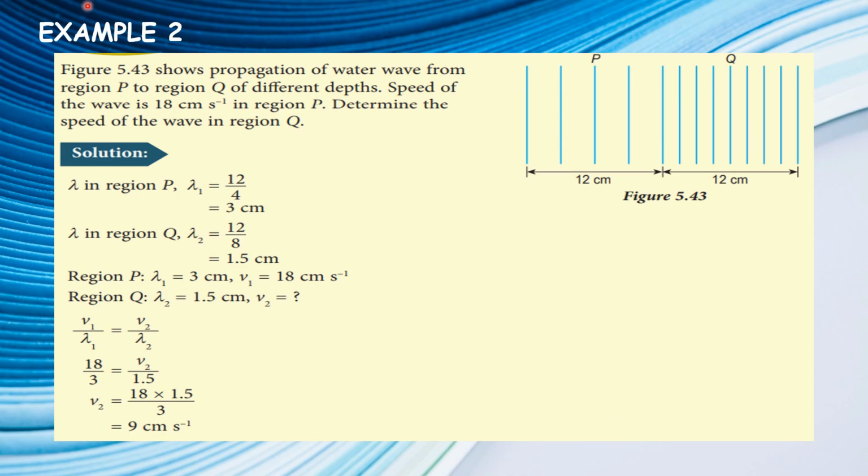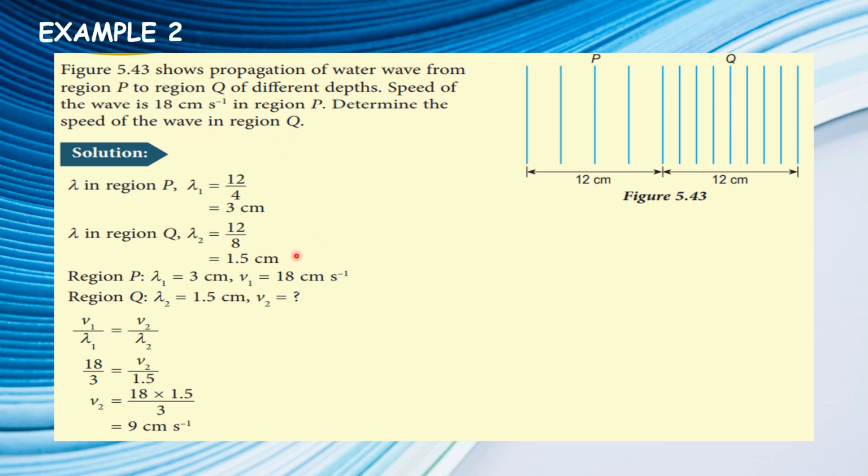Next, we want to see example 2. Figure 5.43 shows propagation of water wave from region P to region Q of different depths. Speed of the wave is 18 cm per second in region P. Determine the speed of wave in region Q.